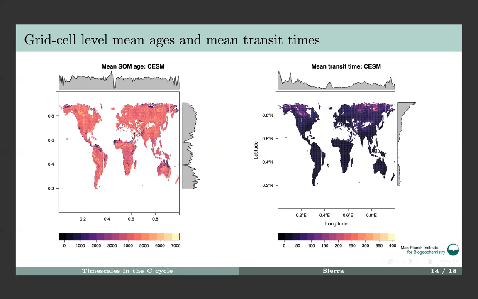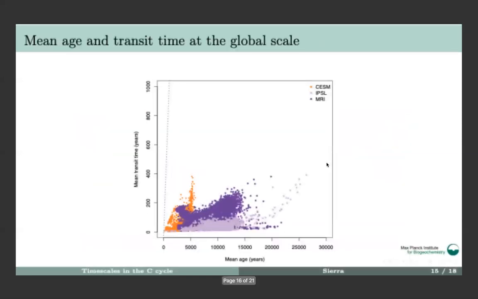This has to be confirmed with more observations. We're working on that right now, but it's a very interesting property of the soil organic matter that can tell us a lot about many different processes that constitute the cycling of carbon at the global level. And again, if we look at the plot between mean ages versus mean transit times for models used for the CMIP5 intermodal comparison, we see that the mean ages tend to be always much, much older than the mean transit times.